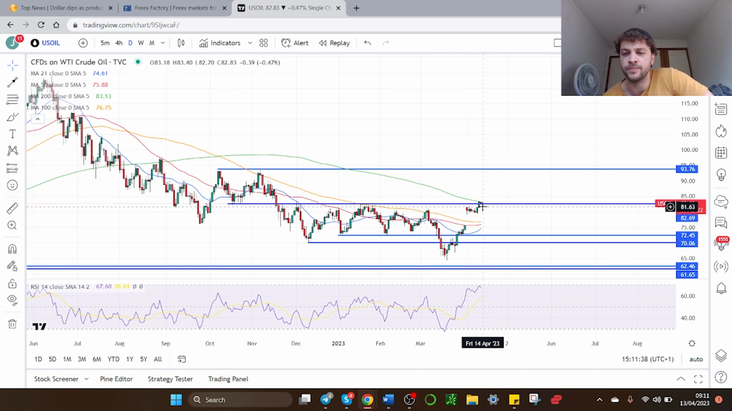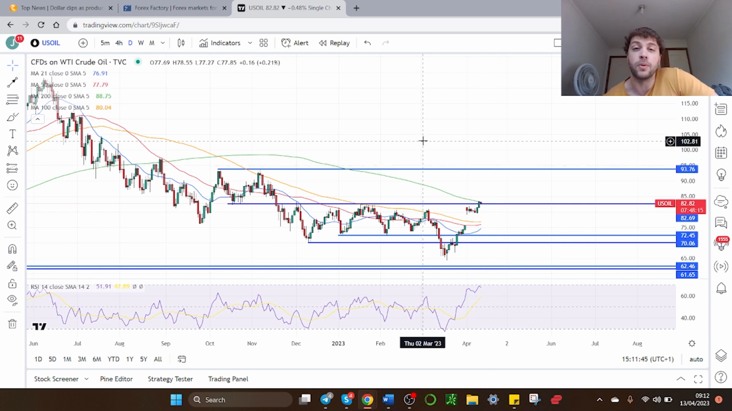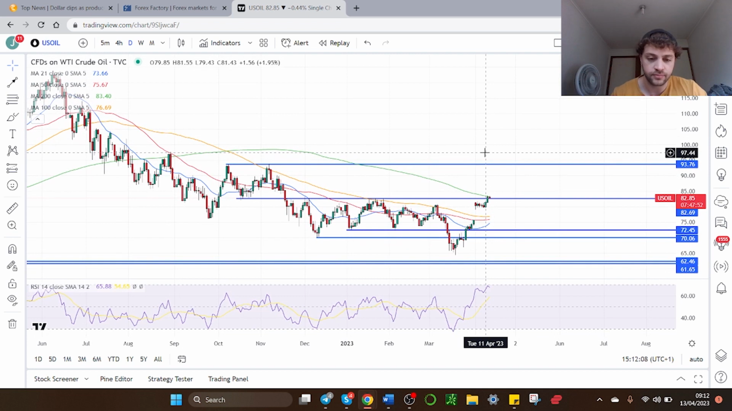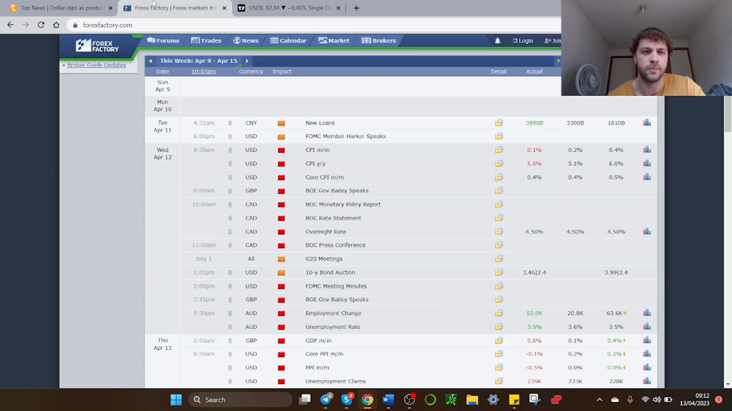If we do get a convincing break above this area, then we can definitely go back into the 90s, which, by the way, is not good for the US inflation outlook and for hopes that the Fed would be cutting interest rates later this year. There's a fear that higher oil prices might create a less favorable macro outlook, which might be something that prevents higher oil prices. But anyway, I said we're going to go through the fundamentals in more detail.